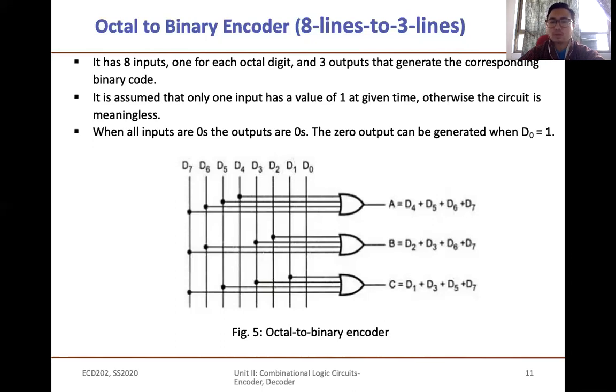Now similarly, if you turn on D7, and you look at the circuit, all the outputs A, B, C are connected to D7. So which means you have output 1, 1, 1. This one is a binary number. So 111 in binary is equivalent to decimal number 7. So in this way, you will convert your input decimal number to binary output with the help of an octal to binary encoder.